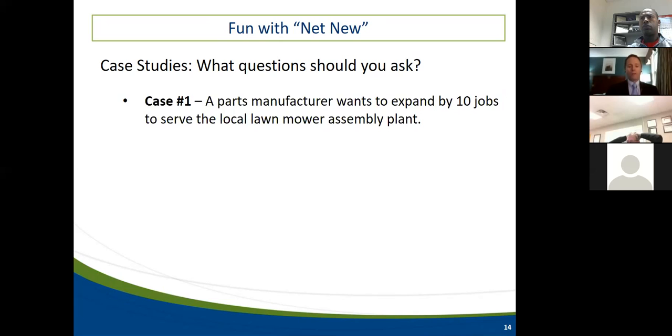They make parts for lawnmowers. They're moving into your community, this parts manufacturer, and they want to serve this lawnmower assembly plant. They're going to create 10 jobs, and they're going to make this molded piece of plastic or this metal piece or whatever it is, and they're going to sell to your local lawnmower assembly plant. What are the questions you have to ask to figure out if this is really net new?